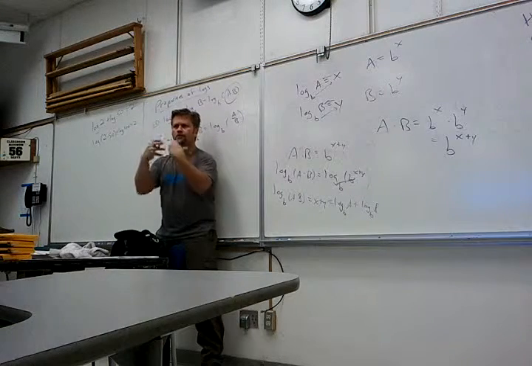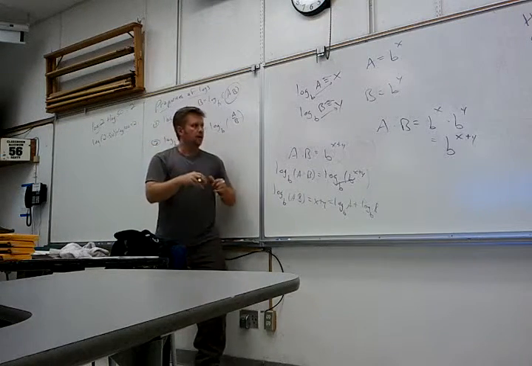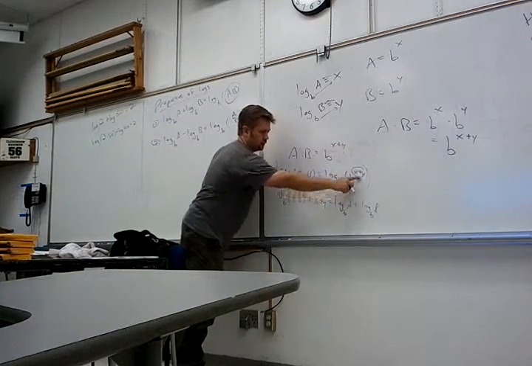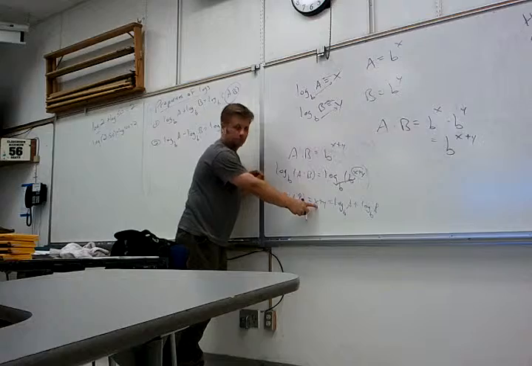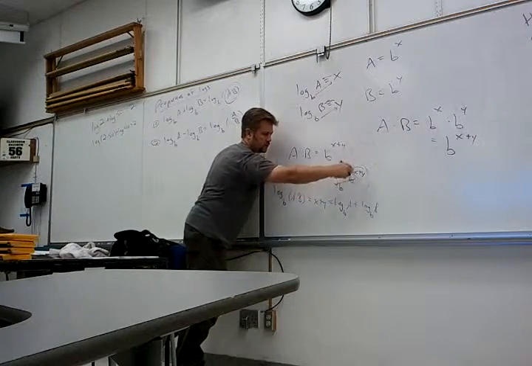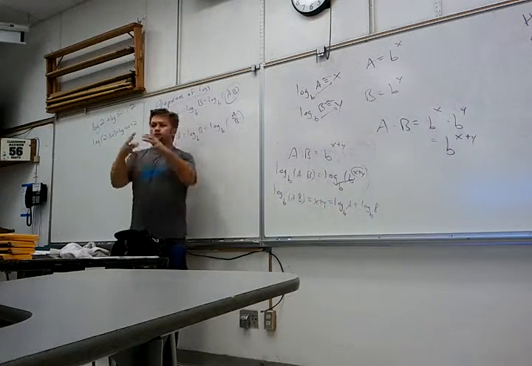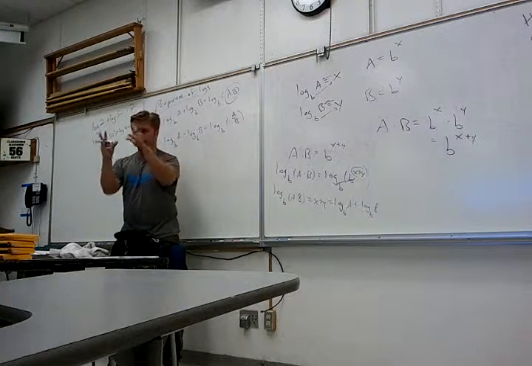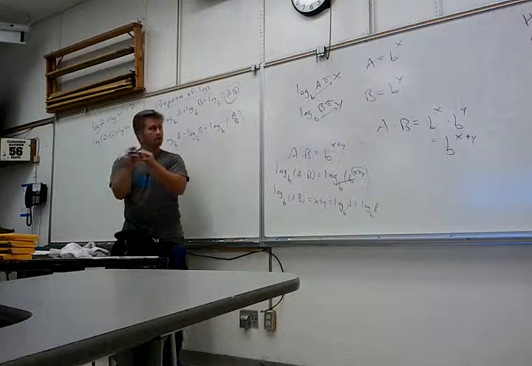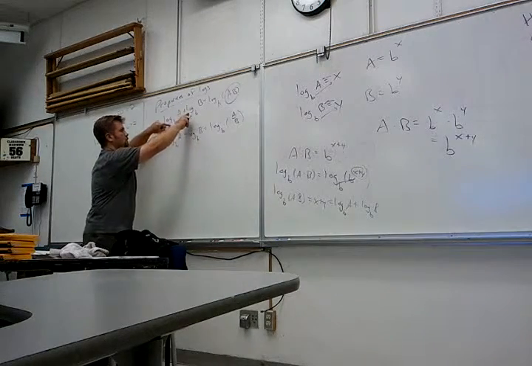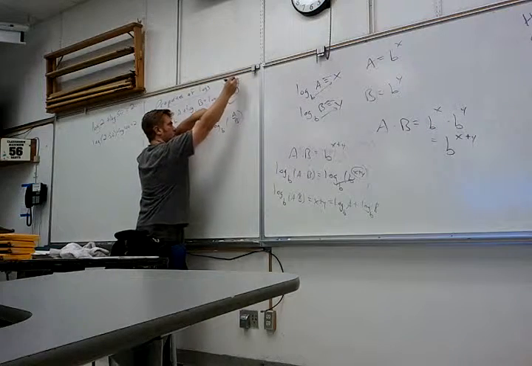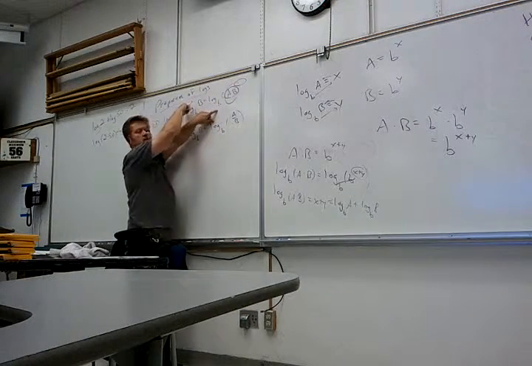Logs pluck powers off, don't they? I mean, again, what happened here? Didn't it pluck this power off? X plus y? Log base b of b to the x plus y just has an x plus y at the end, doesn't it? Take the power as the answer, right? It kills the rest of it. So logs give you the powers. So when I add logs, that must mean that I have the product of these two, because the power will be the addition of the powers.